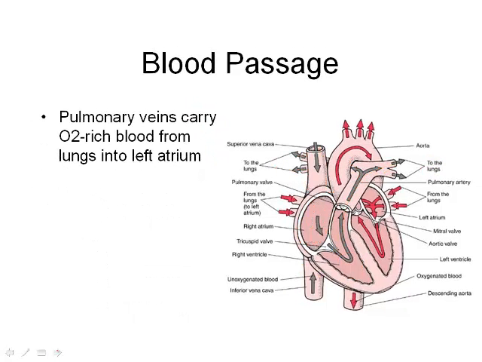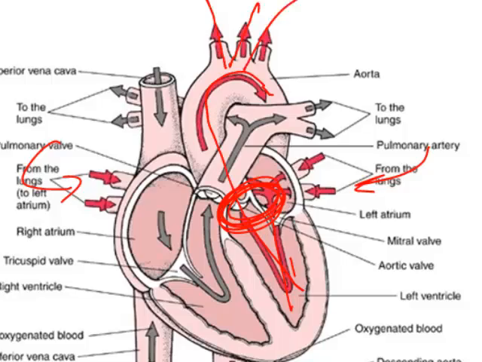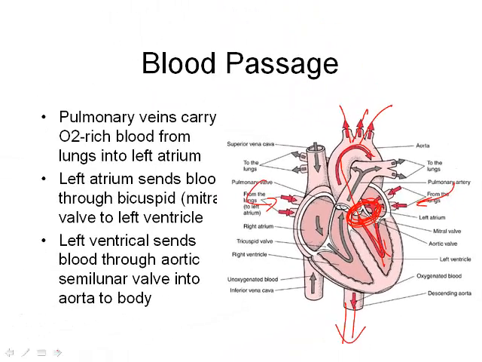Once it gets to the lungs, it gets oxygenated, and it starts coming back through the pulmonary veins into the left atrium. And then that left atrium pushes it down to the left ventricle through the mitral valve or the bicuspid, and then it pumps it out the aorta, which takes it to the upper part of the body or the lower part of the body. Okay, so you might need to pause that to get it all down.